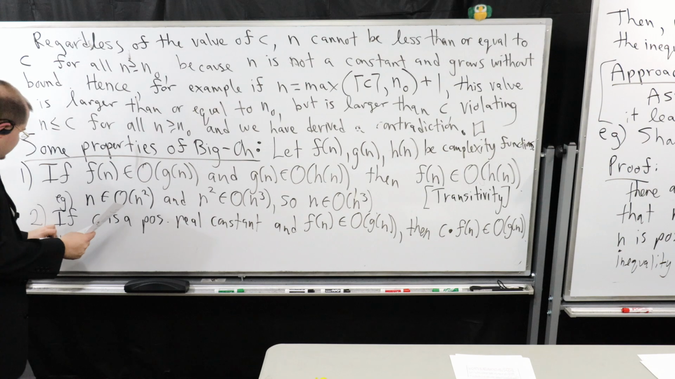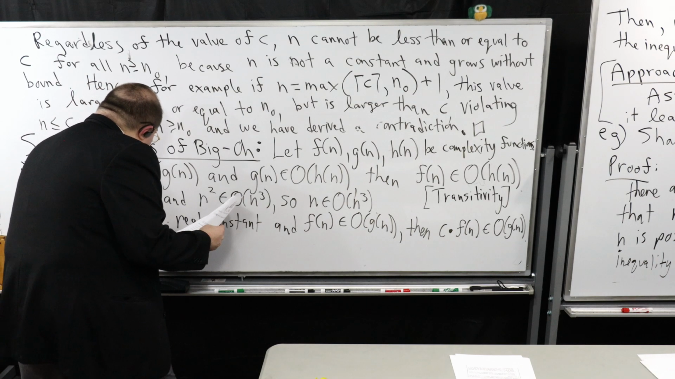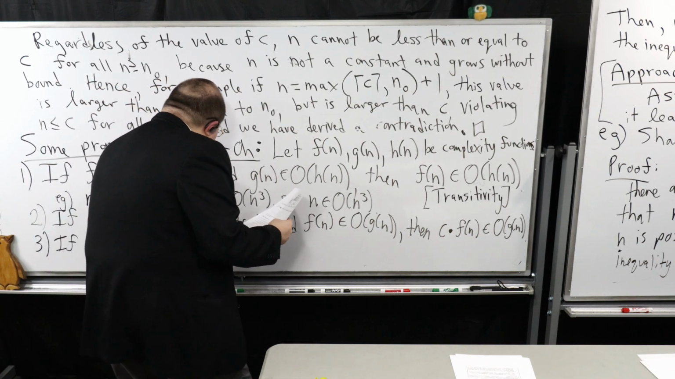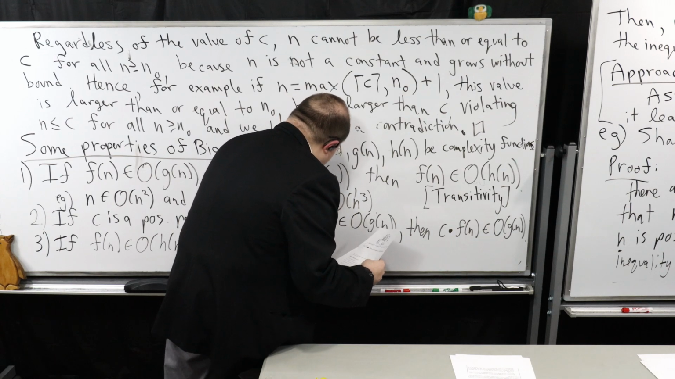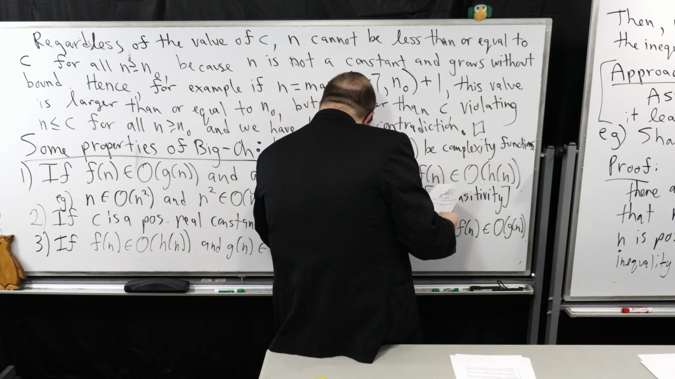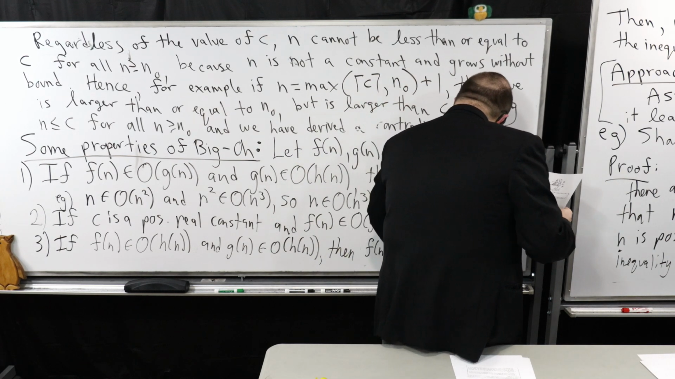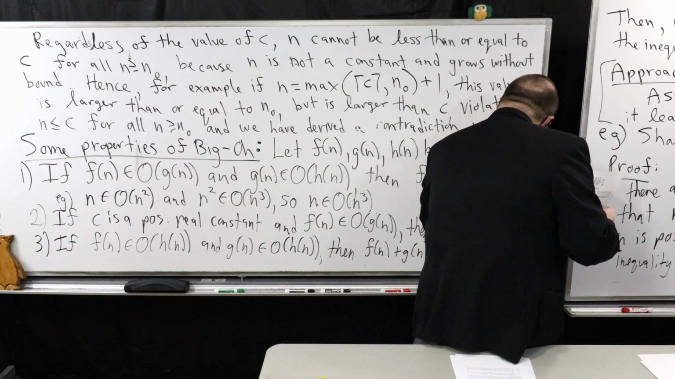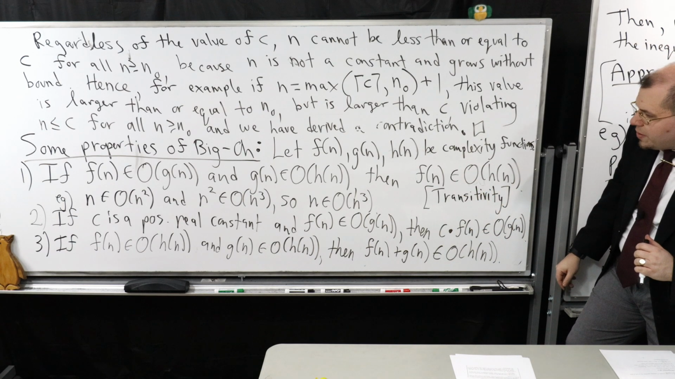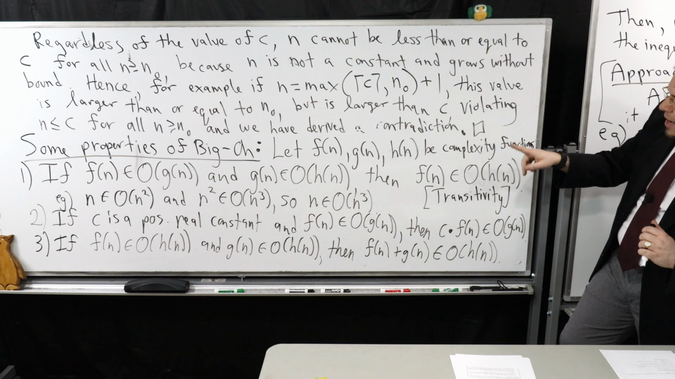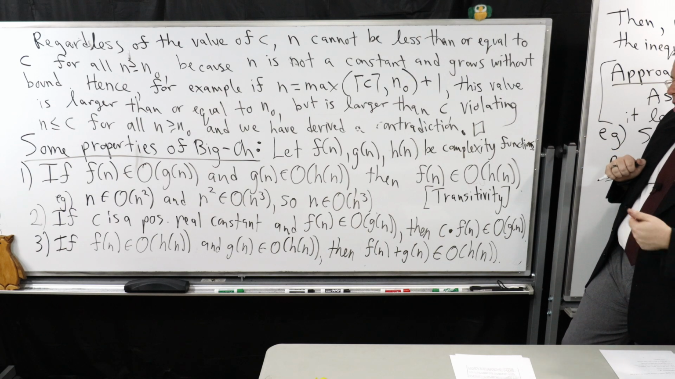Okay, here's the next one. If f is big O of h, and g is big O of h, then the sum of f and g is big O of h. Now you might ask, Dan, why should I care about this property? So first let me reiterate it. It says if f is big O of h and g is big O of h, then f plus g is big O of h.